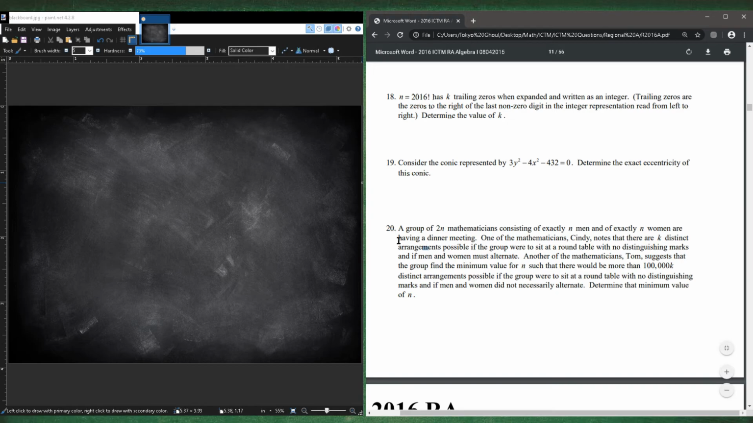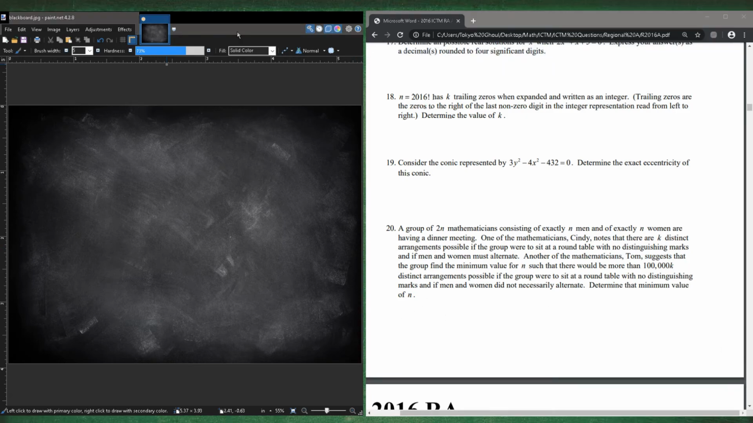Okay, question 20. A group of two mathematicians consisting of exactly n men and exactly n women are having a dinner meeting. One of the mathematicians, Cindy, knows that there are k distinct arrangements possible if the group were to sit at a round table with no distinguishable marks, and the men and women must alternate. Another of the mathematicians, Tom, suggests that the group find the minimum value for n such that there will be more than 100,000 k distinct arrangements possible if the group were to sit at a table and they did not have to alternate. So determine the minimum value of n.